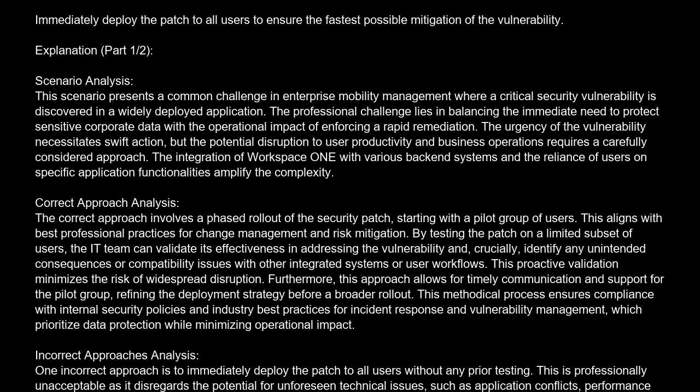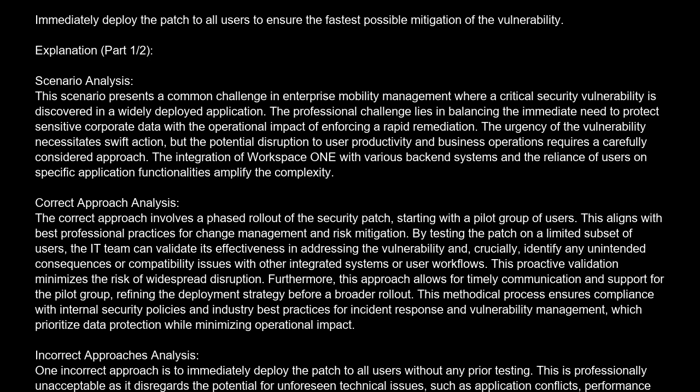The integration of Workspace ONE with various backend systems and the reliance of users on specific application functionalities amplify the complexity. Correct approach analysis. The correct approach involves a phased rollout of the security patch, starting with a pilot group of users. This aligns with best professional practices for change management and risk mitigation. By testing the patch on a limited subset of users, the IT team can validate its effectiveness in addressing the vulnerability and, crucially, identify any unintended consequences or compatibility issues with other integrated systems or user workflows. This proactive validation minimizes the risk of widespread disruption.